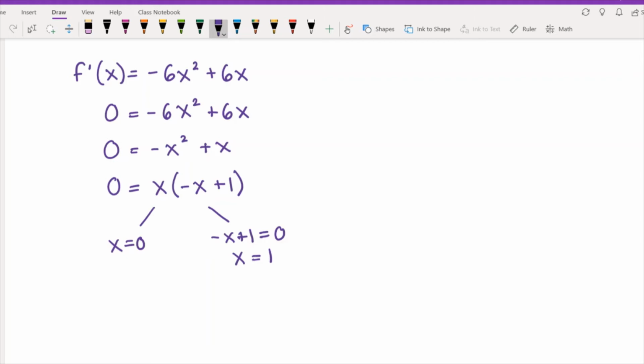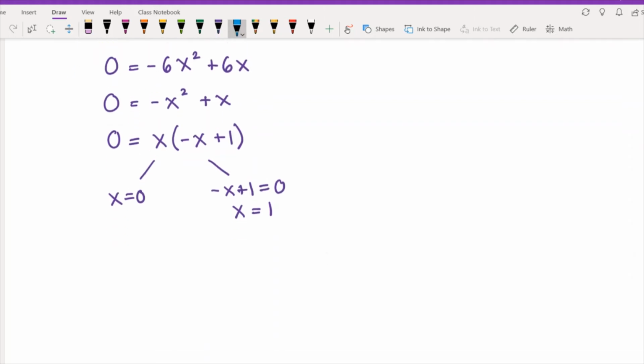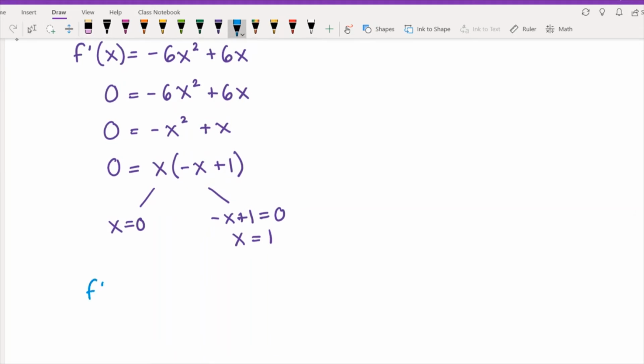Okay, so those are our two potential local maxima and minima. And so how do we figure out whether they're local maxima or minima? All we have to do is take the second derivative and plug them into that second derivative. So first we need to take the second derivative. So f double prime of x is going to be equal to negative 12x plus 6. And so we want to plug in 0, first of all. So if we plug in 0, we get 6. And 6 is positive.